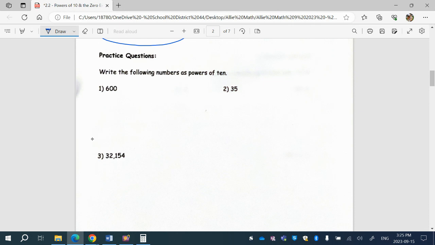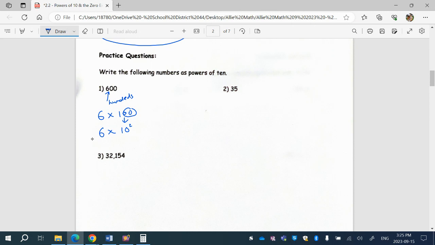So let's look. We have a 6 in the hundred spot. So what this actually is, is 6 times 100. And we can show this as 6 times 100. What's a way to show 100 as a power of 10? That would be 10 with 2 zeros, so it's the power of 2.